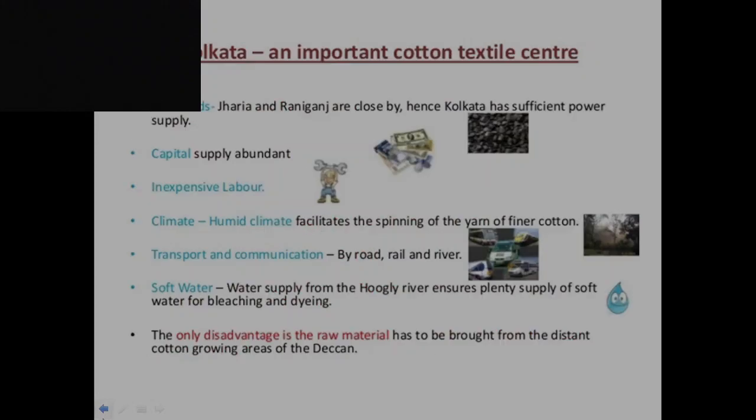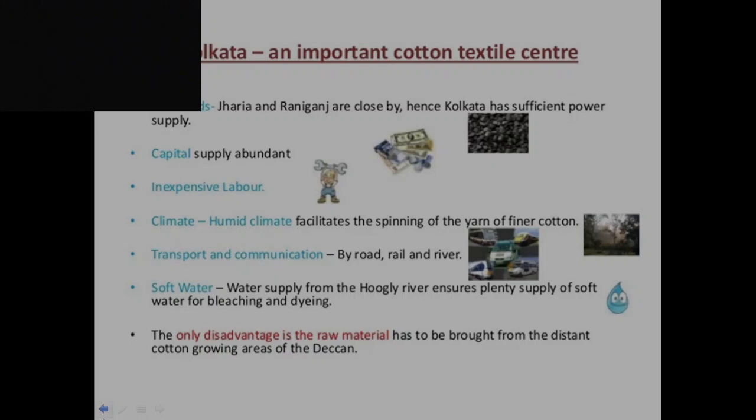Now, one question may be asked: Kolkata, an important cotton textile center. What is the reason behind it? So let us see. Coalfields at Jharia and Raniganj are close by. Hence, Kolkata has sufficient power supply. Capital supply is abundant, and labor is inexpensive. Labor is very inexpensive in that area.